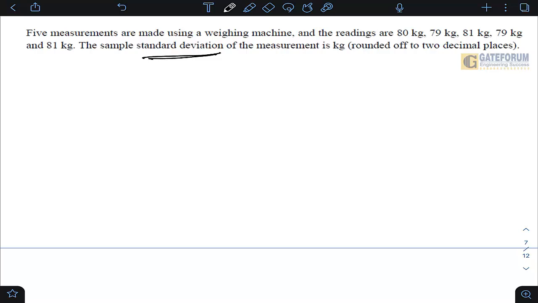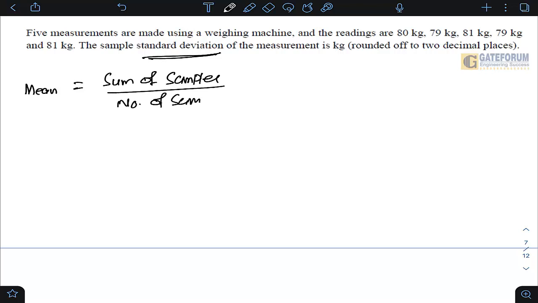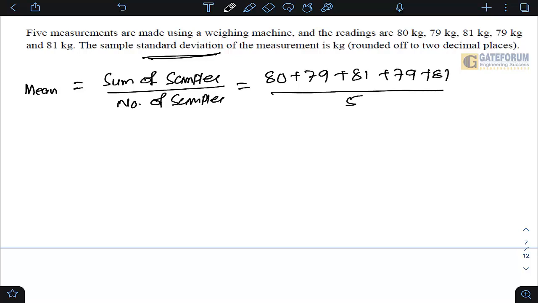So first thing is we have to find the mean. Mean is given by the sum of samples divided by the number of samples. So if I add the samples 80 plus 79 plus 81 plus 79 plus 81, whole divided by 5. There are 5 samples, right? If you find it out, the mean is coming as 80 kg. This is denoted by x bar.